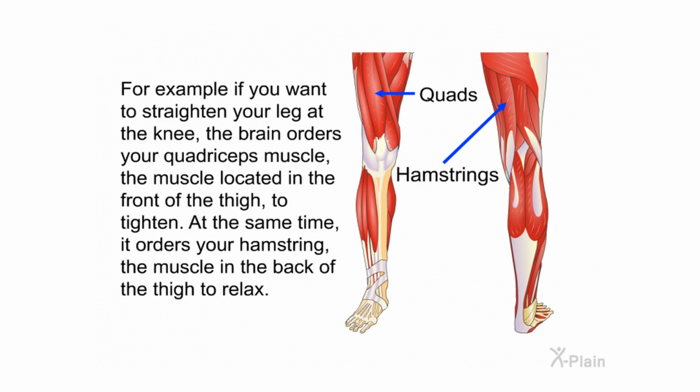For example, if you want to straighten your leg at the knee, the brain orders your quadriceps muscle, the muscle located in the front of the thigh, to tighten. At the same time, it orders your hamstring, the muscle in the back of the thigh, to relax.